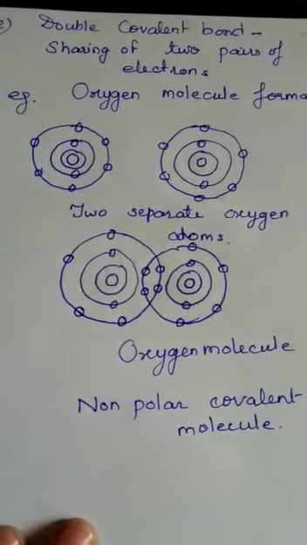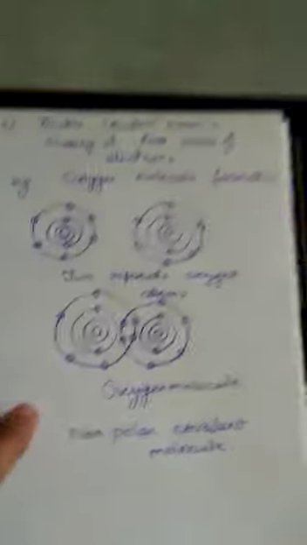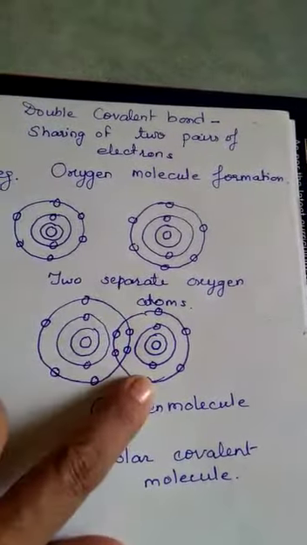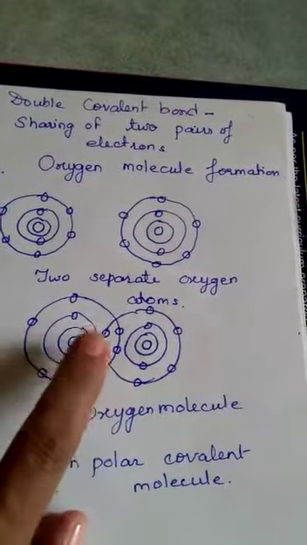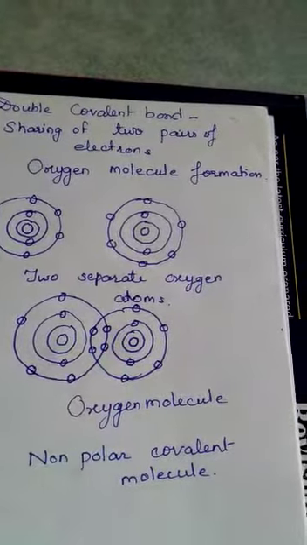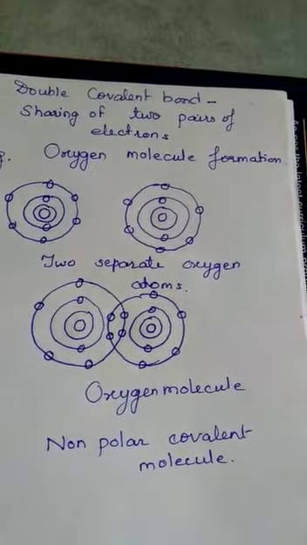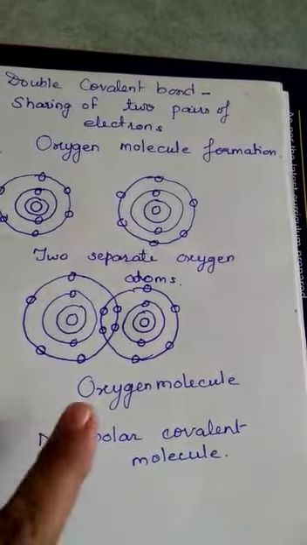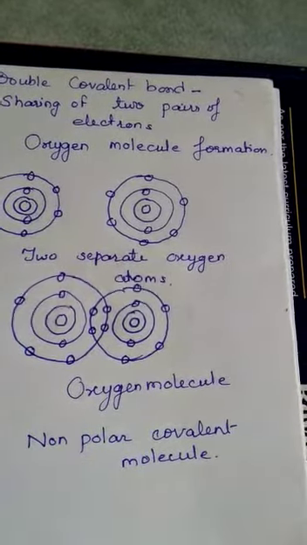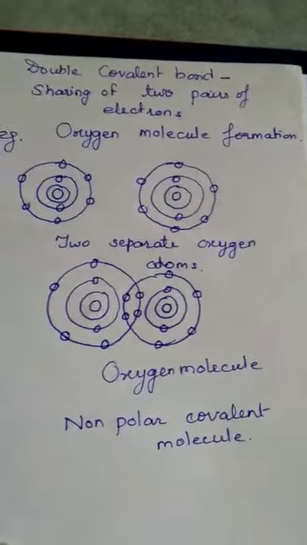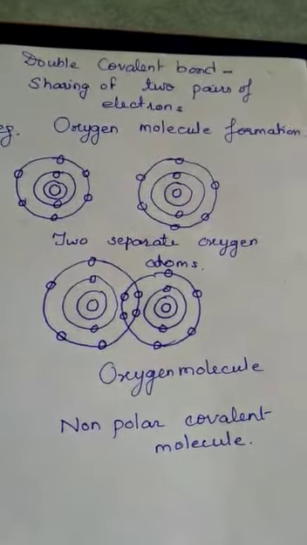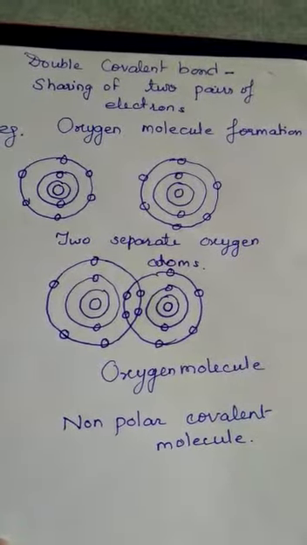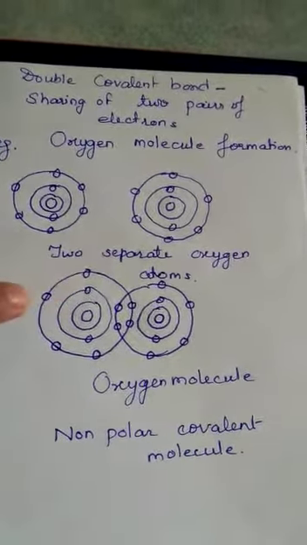So what these two oxygen atoms will do, they will come together. When they come together, their orbits will overlap. When the orbits overlap, only 2 pairs of electrons will be shared between the two oxygen atoms. 2 electrons will be given by each oxygen atom to form the chemical bond between the two oxygen atoms to form the oxygen molecule.